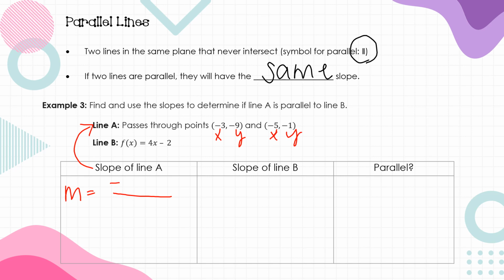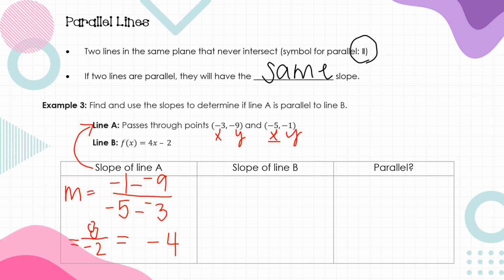So if I start with -1 minus -9, then I would need to start with -5 as x sub 2 minus -3. So -1 minus -9 is 8. -5 minus -3 is -2, and then we simplify that. So our slope for line A is -4.